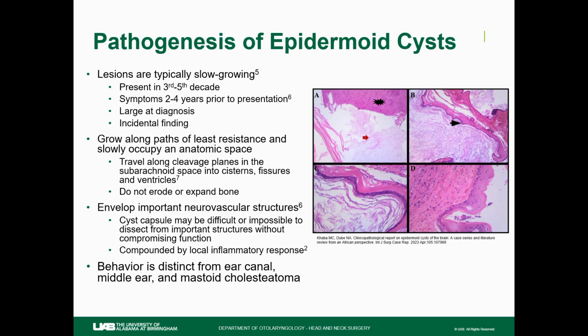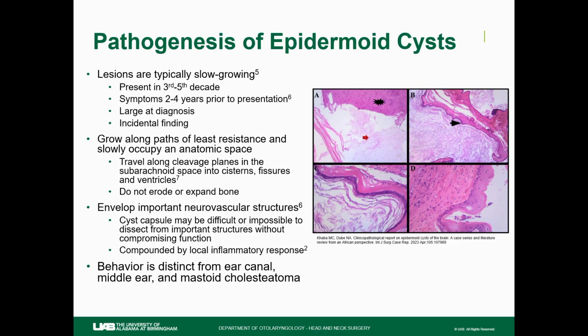Intracranial epidermoids fill the container that's provided to them, and what I mean by that is they tend to grow along paths of least resistance to slowly occupy their anatomic space. So they will travel along cleavage planes in the subarachnoid space into the cisterns, fissures, and ventricles. In contrast to cholesteatoma of the middle ear and mastoid, they don't typically erode or expand bone.